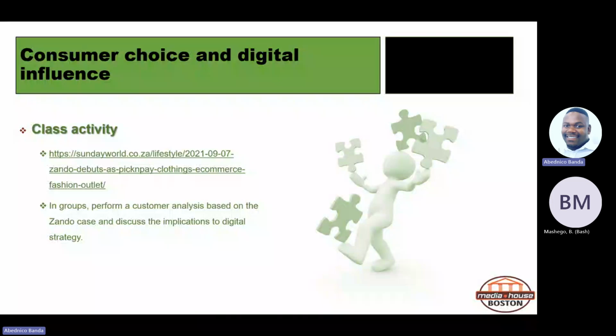So now they've had a partnership whereby Zando is able to sell Pick n Pay clothing. So instead of Pick n Pay having its own e-commerce, it decides to partner with Zando. What do you think about that from a customer point of view? Why can't they have their own thing?